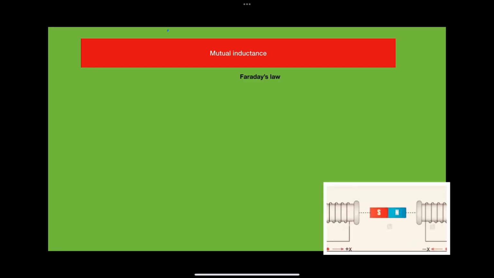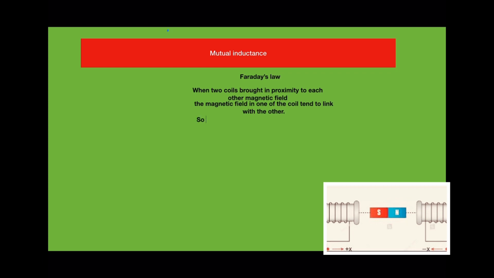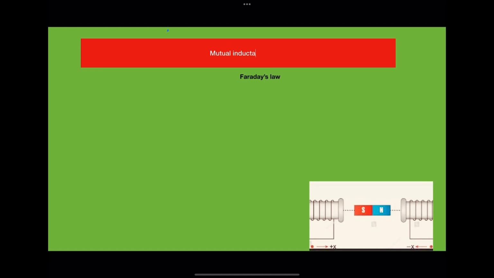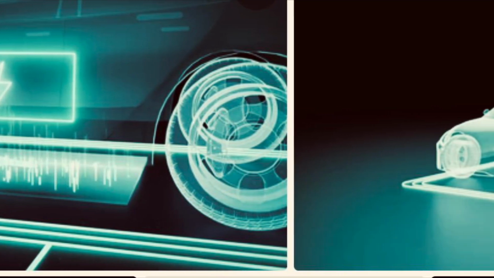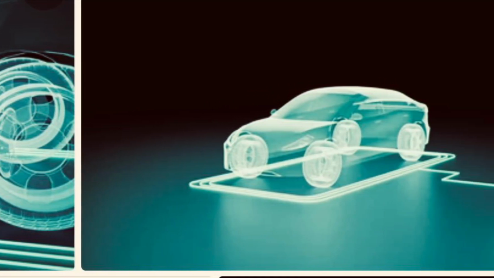So now what happens in mutual inductance? It depends upon Faraday's law. When two coils are brought in proximity to each other, a magnetic field is generated. Why? Because the magnetic field in one of the coils tends to link with the other, and that's why electric current is generated. And what is the SI unit? SI unit is Henry, which is same as self-inductance. Mutual inductance principle is used in charging basis.